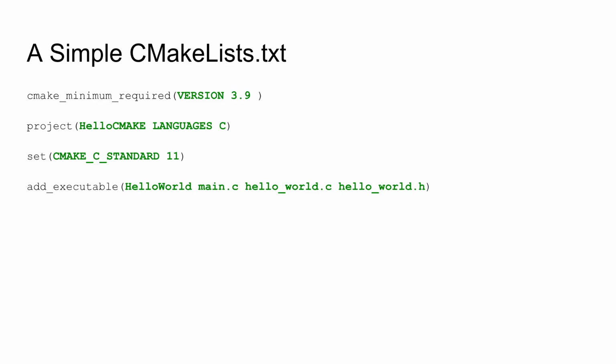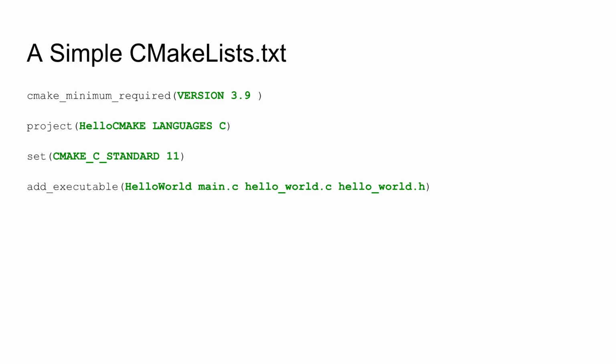The next thing is project, and then you say project, name of your project. You can also specify some options. One of these is languages, and then you say what languages you support. So C, CUDA, Java, whatever it is that you support. C++ inside CMake is called CXX. So if you ever see CXX and you're wondering what that's for, it's C++.